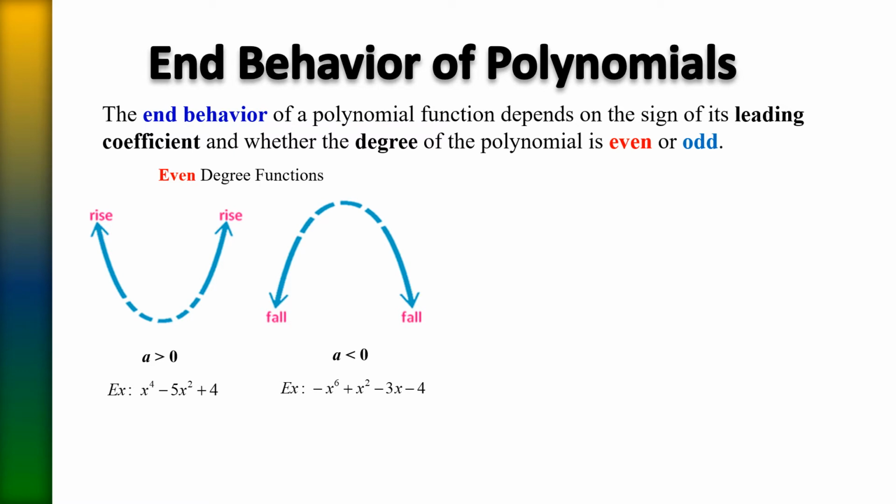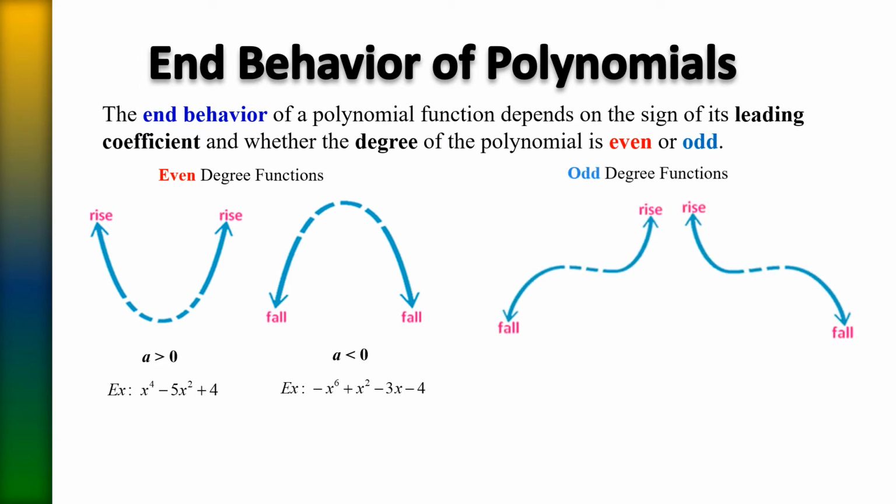Let's talk about odd degree. An odd degree will have an S-type shape. The graph will move from left to right in an upward motion, rising up, or it will move from left to right in a downward motion, falling down. If the coefficient of the leading term is a positive number, a number that's greater than 0, then it's going to move from left to right in an upward motion. It will rise. And if the coefficient is a negative number, then it will fall from left to right in a downward motion.